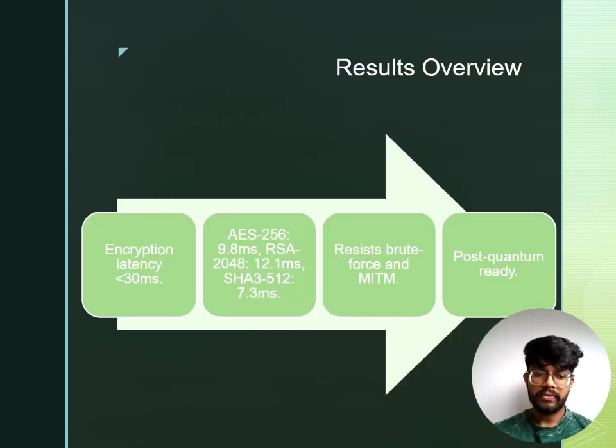And when we go through the result overview, the total encryption time across all three layers averaged just under 13 milliseconds, with AES taking 9.8 ms, RSA taking 12.1 ms, and SHA3 taking 7.3 ms. And the system successfully resists all brute force and MITM attempts during simulations. And the blockchain successfully stored and retrieved encrypted payloads without corruption. This confirmed that multilayer encryption is feasible even for resource constrained IoT environments.